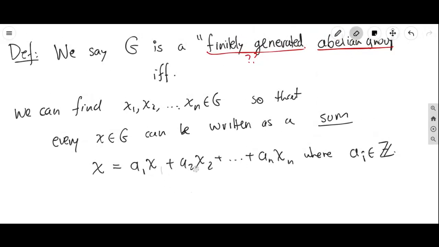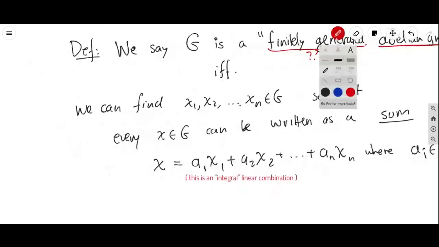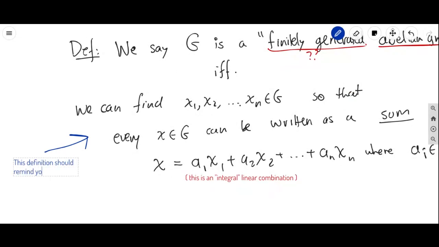So this actually looks quite nice, because this is basically like a linear combination. This is what you call an integral linear combination. Integral in the sense that the coefficients are integers. It's not exactly like linear algebra where the coefficients are real numbers. These are integers, but it's very similar to that. And in fact, this definition should remind you of what you call a spanning set for a vector space.